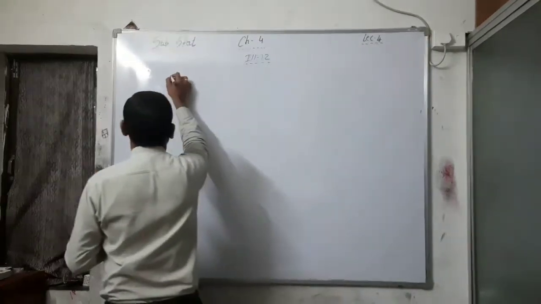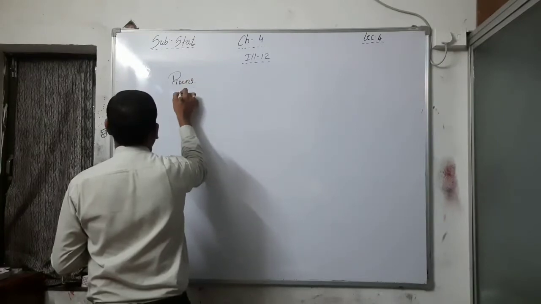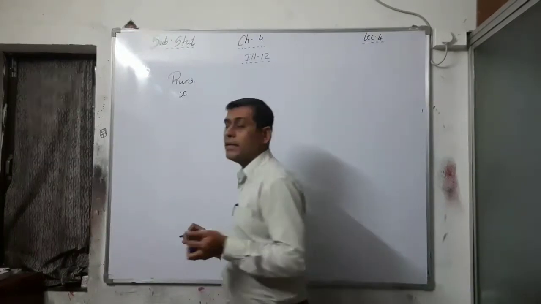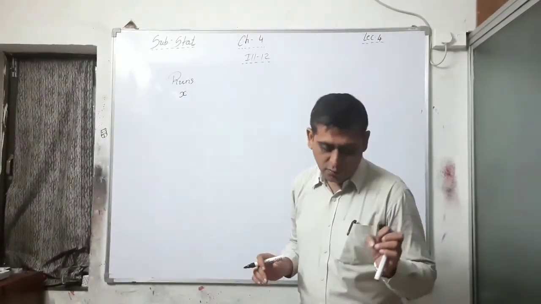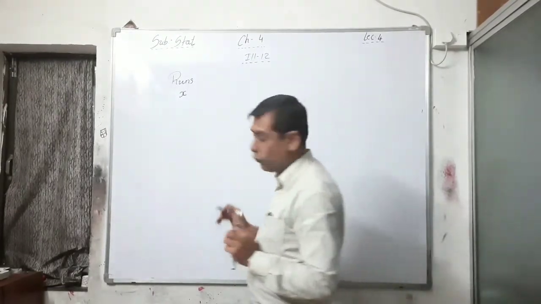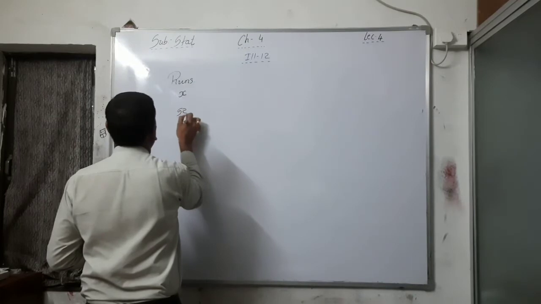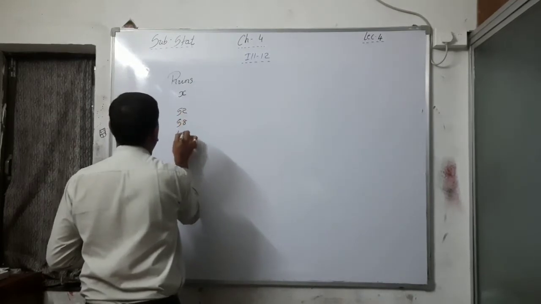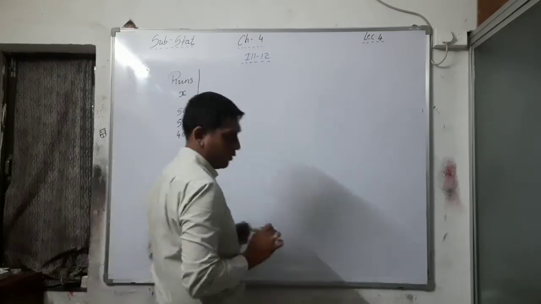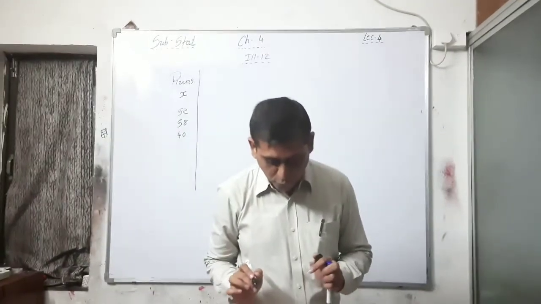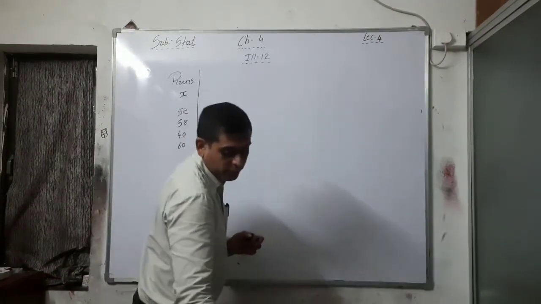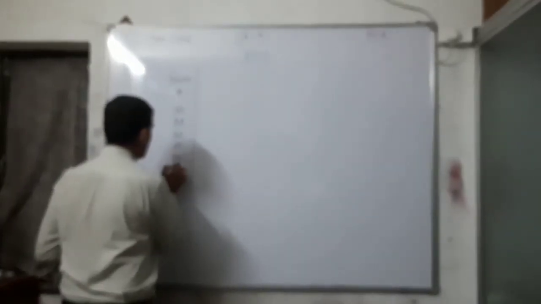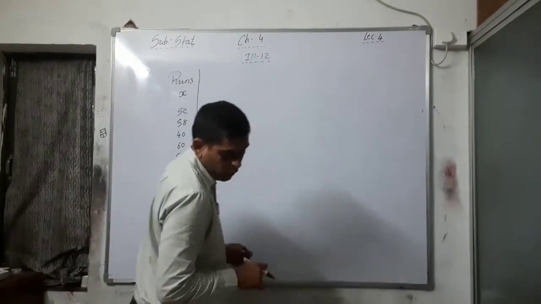Runs is given, that is your X. Here it is ungrouped data, that's why frequency is not given, right? So your observations are 52, 58, 40, 60, 54, 38 and 48.